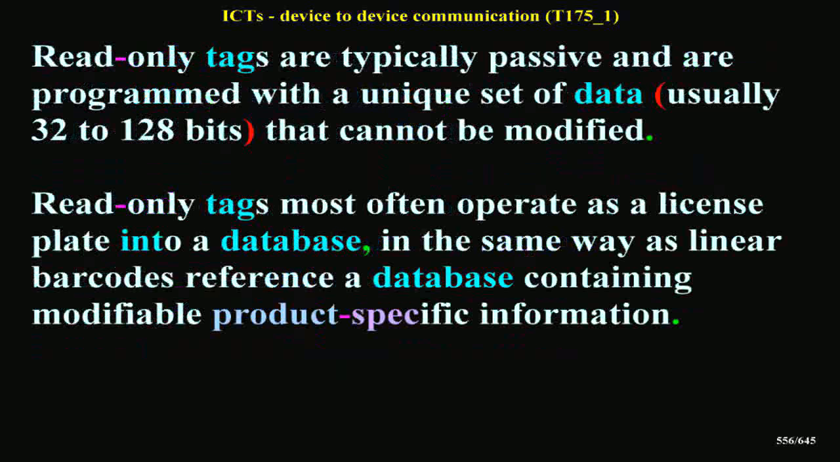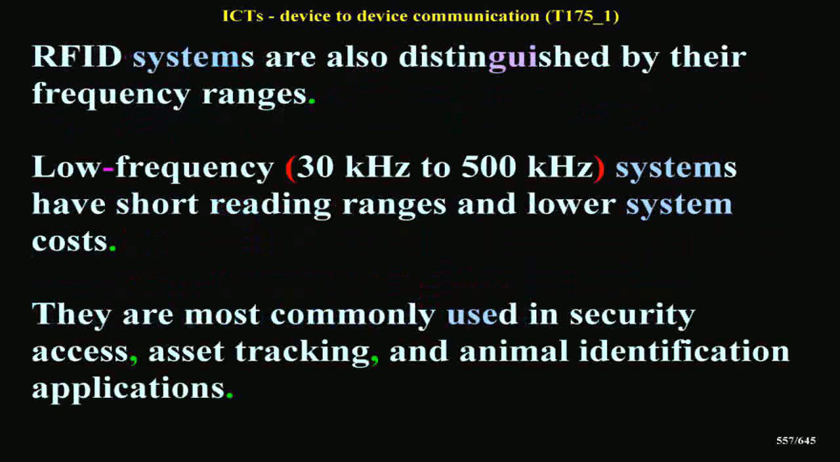Read-only tags are typically passive and are programmed with a unique set of data, usually 32 to 128 bits, that cannot be modified. Read-only tags most often operate as a license plate into a database, in the same way as linear barcodes reference a database containing modifiable product-specific information. RFID systems are also distinguished by their frequency ranges. Low-frequency (30 kHz to 500 kHz) systems have short reading ranges and lower system costs. They are most commonly used in security access, asset tracking, and animal identification applications.